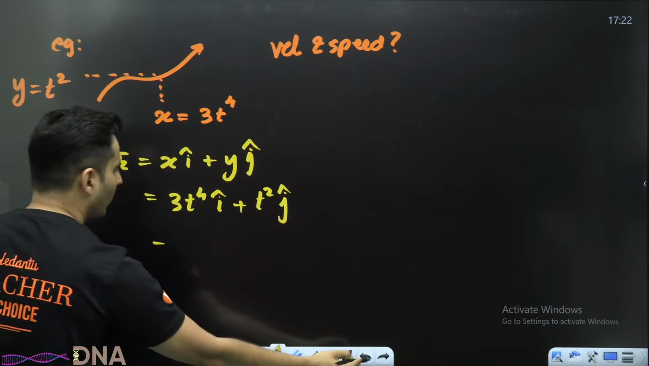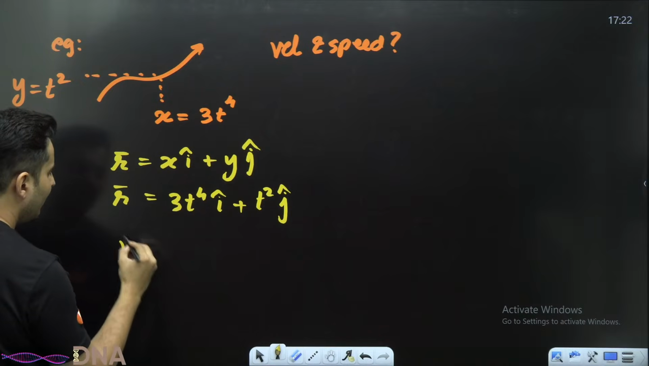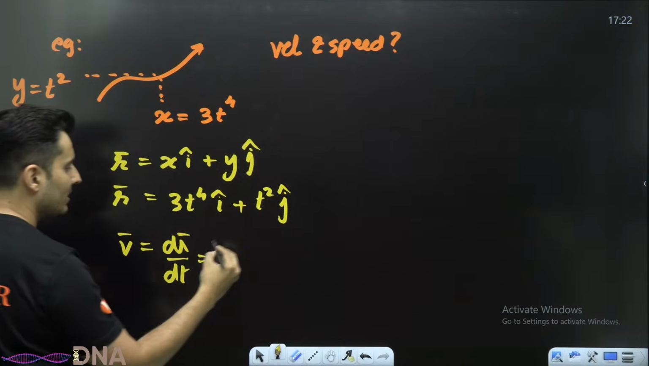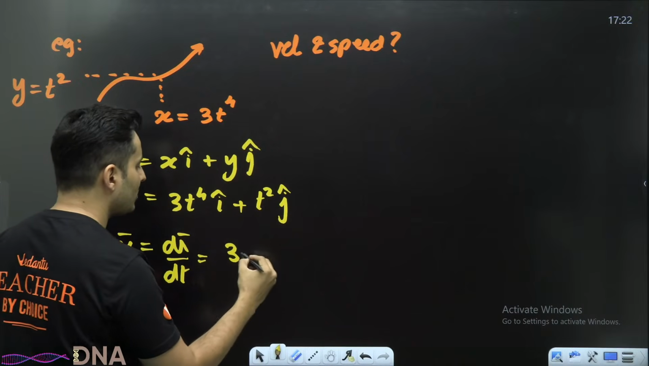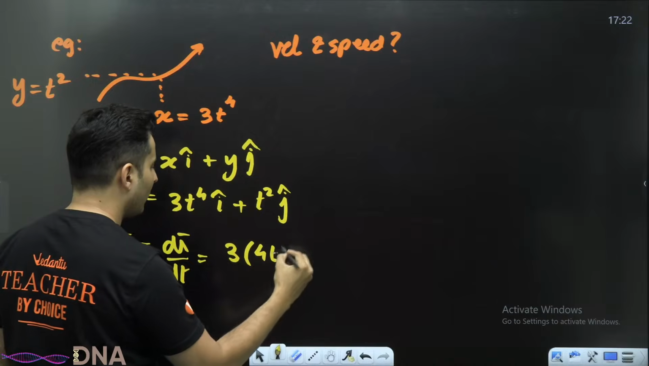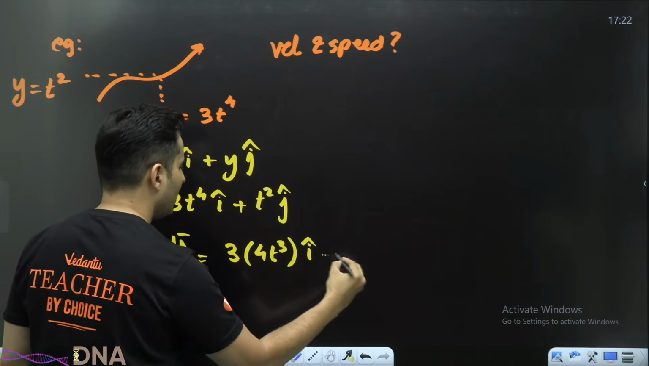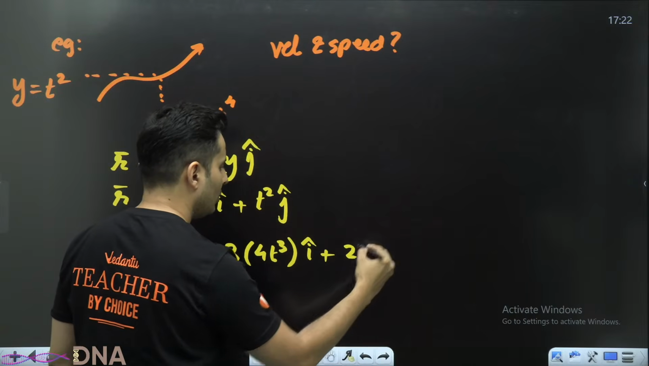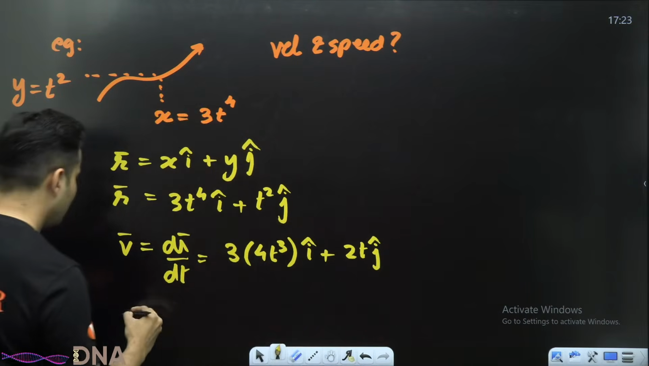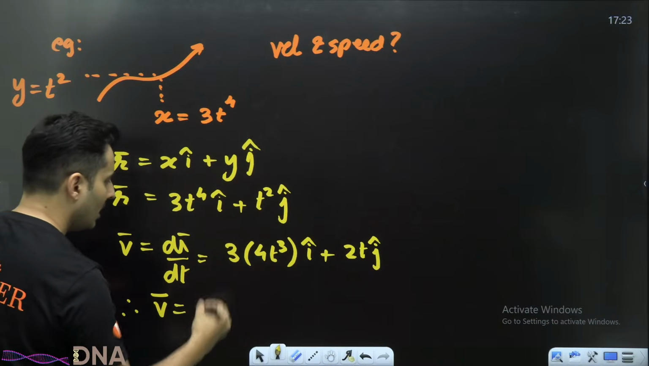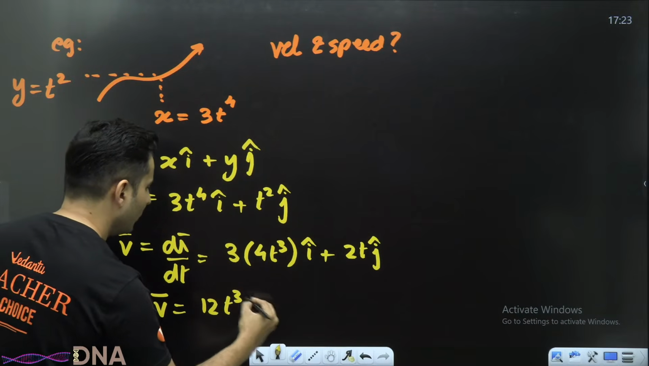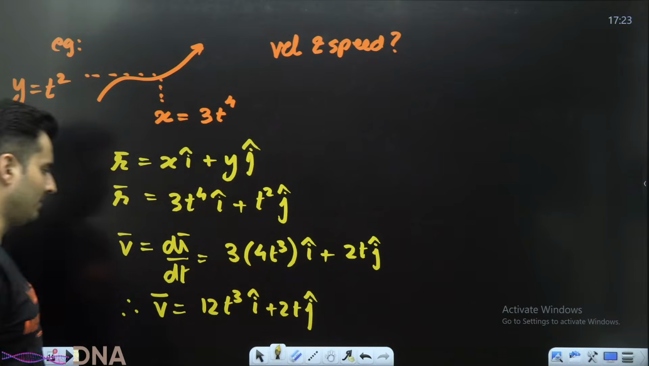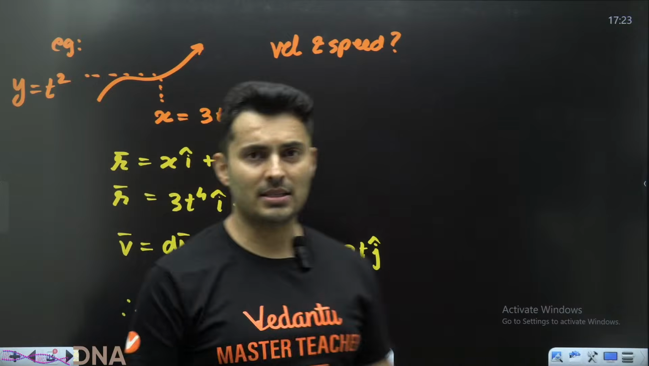So once I know what is the position vector, I can find the velocity vector, which is the derivative of this. So derivative of 3t raised to 4 will be 3 into 4t cube i cap plus t square's derivative is 2t, and then there is j cap. Therefore, the velocity will be 12t cube i cap plus 2t j cap. As simple as that. That is the answer.